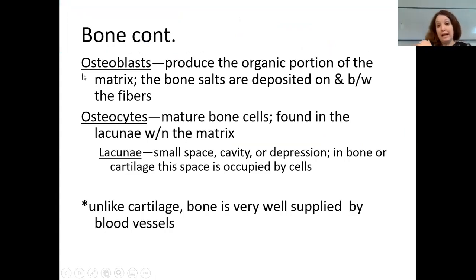So the osteoblasts, the immature bone cells, build the bone. They produce the organic portion of the matrix. Blasts build the bone, and when the bone is built, those blasts are stuck where they were, and they turn into osteocytes. They mature, and they're found in the lacunae. Bone is very well supplied with blood vessels because there's no earthly way that the osteocytes can get nutrients to them or waste away from them without a blood supply running through those hard calcium salts.